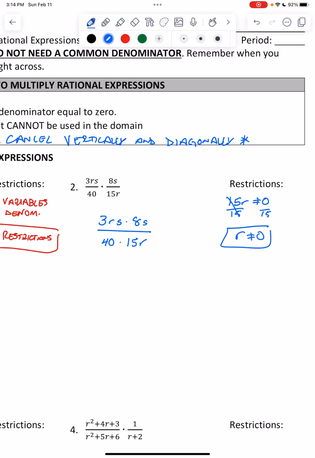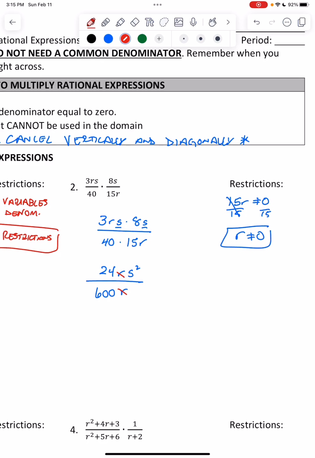So as we look at this, we can start canceling stuff out now, or we can multiply stuff together. It doesn't really matter. So let's say we go ahead and multiply. So we take 3 times 8 is 24, and then we've got an R, and then we take S times S is S squared over 40 times 15, I think is 600R, okay? So now we look to see what can we cancel out of this thing. So first of all, we got an R that we can get rid of, okay?